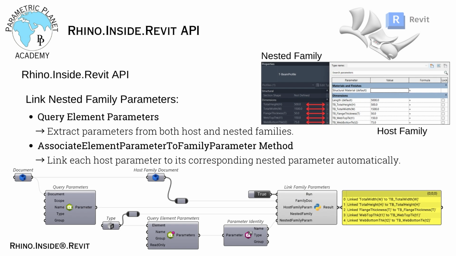Hello everyone and welcome back. In this lesson, we are going to learn how to automate the linking of nested family parameters with the host family parameters using the Revit API.